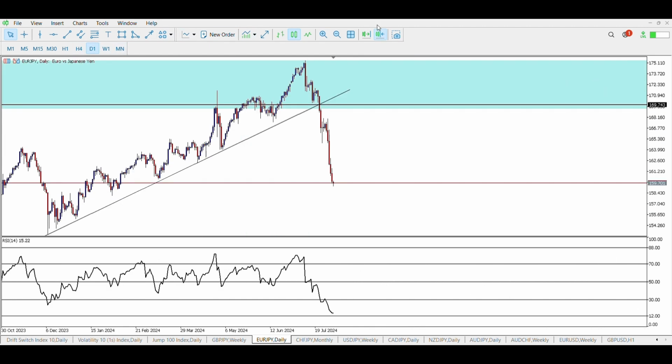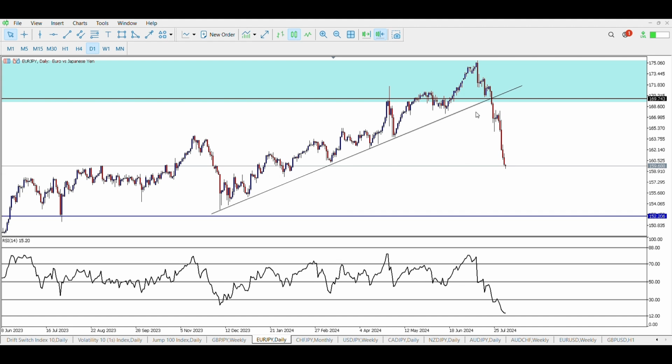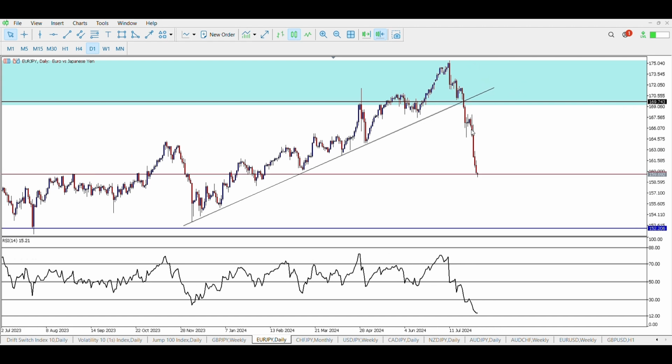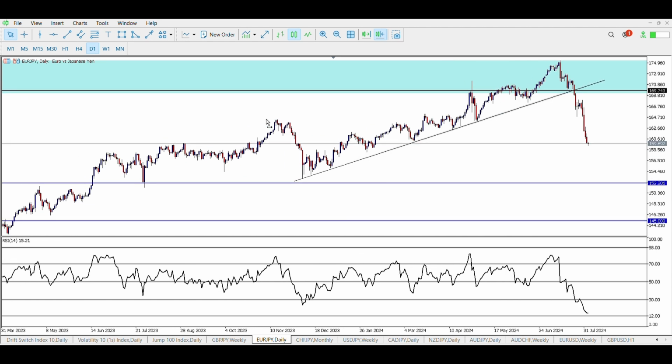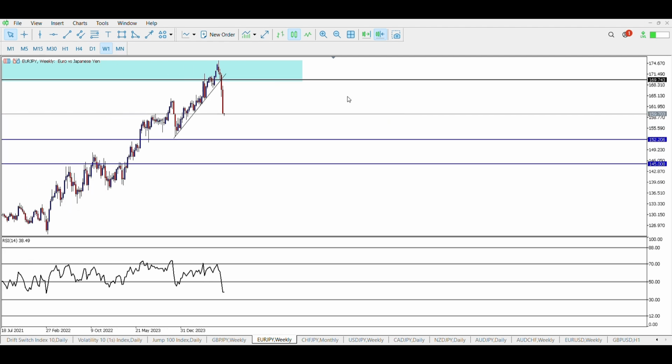Let's check the daily charts. On the daily, we had another trend line break, and this thing has been selling off ever since. This has been selling massively. If you check the weekly time frame, this is another strong bearish Marubozu candle. And so I doubt this thing is going back up.